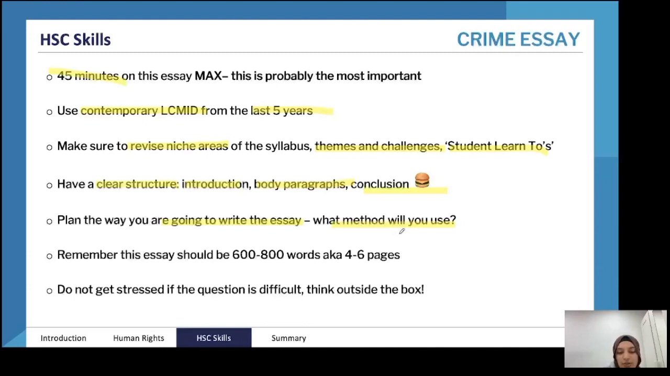And do not get stressed if the question is difficult. Think outside the box. Try to remember that everything they're assessing you on comes from the syllabus. Even if at first you feel like, I've never seen this before, if you've gone through the syllabus enough times, which is why I recommend that you do that, go through the niche areas, themes and challenges, and student learn tos, then any curveball they throw at you, you will be prepared for it and you'll say, I know how to do this. If you ever feel like you haven't seen it before, you definitely have if you've gone through the syllabus, because they can't really examine you on anything outside the syllabus.